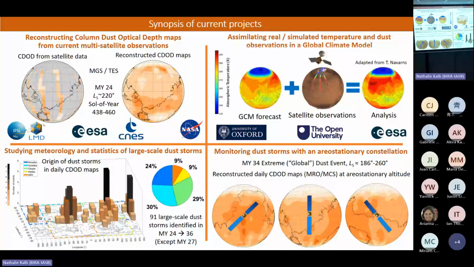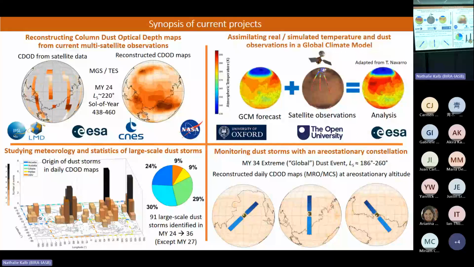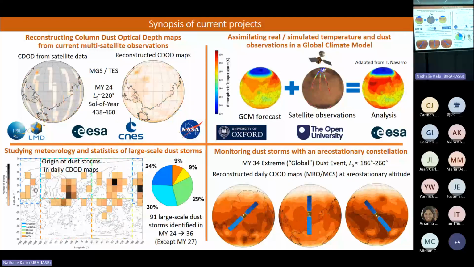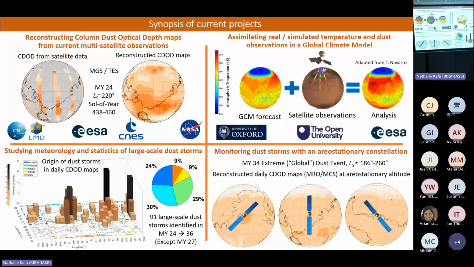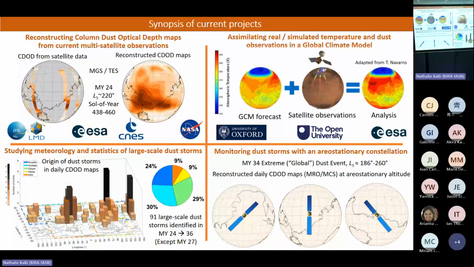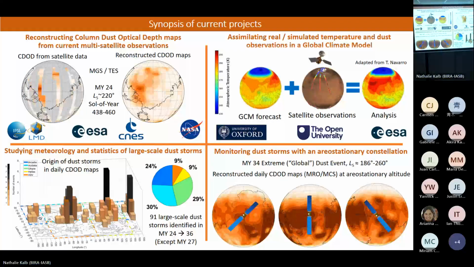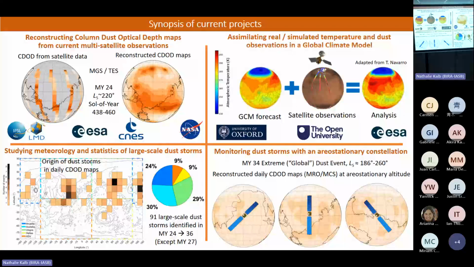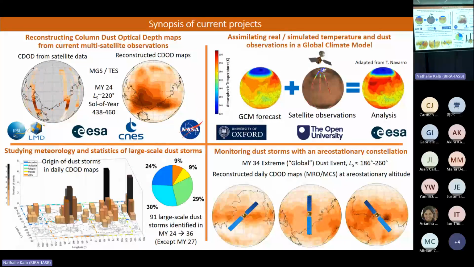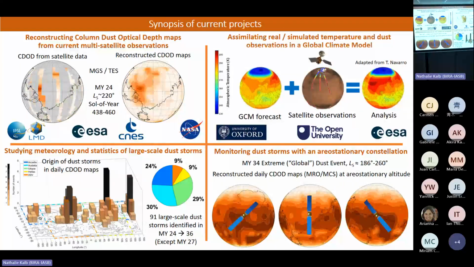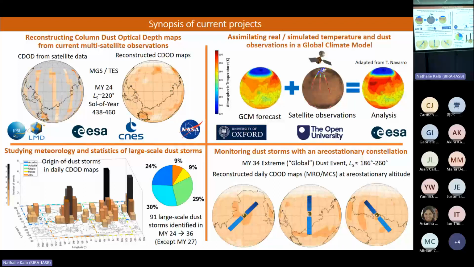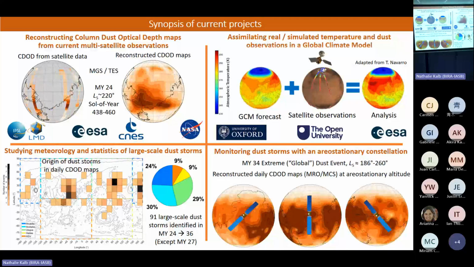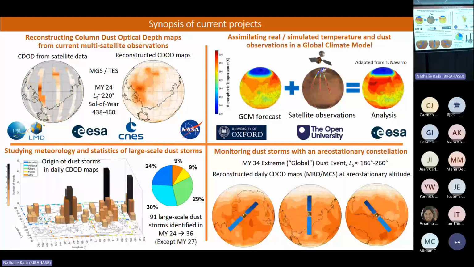And then the other two projects are related. I have a project with master students to take the product that we create, the daily dust maps, and study the statistics of the dust storms that we see in it, because at the end you want to do some science out of just creating a product. And then this project is to take all these observations, put them into a global circulation model, and produce what is called an analysis. It's a data-assimilated product which combines observations and modeling. You can use real observations, or you can simulate synthetic observations to see what the impact of observations that are not there yet would be in terms of reconstructing the meteorology of dust storms or any other weather phenomena on Mars.